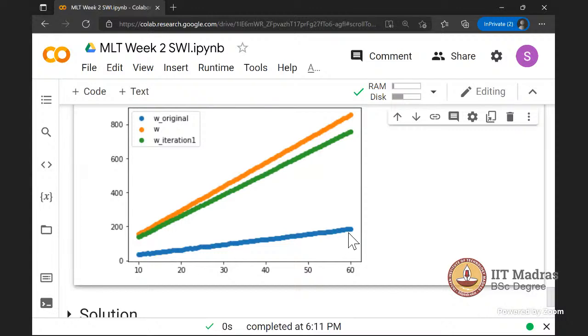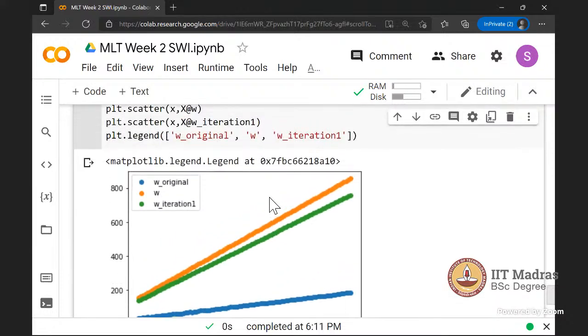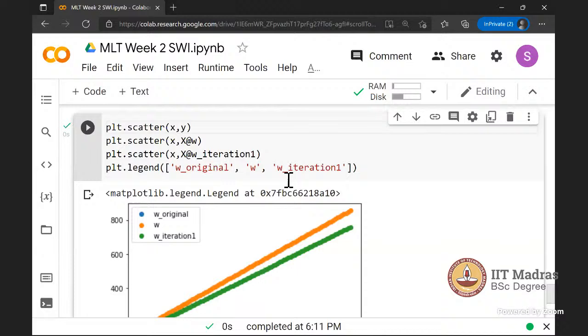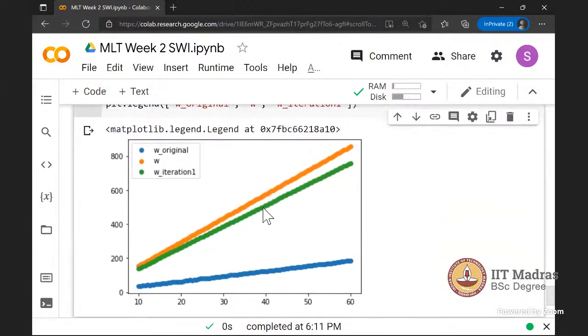The blue points are the original data points that we want our model to be very close to. W is the orange line with which we started. After one iteration, we got the green line, and you can definitely see that it is slightly inching closer towards the data that we have. In this way, we can visually inspect that our model is going closer and closer to the optimized solution.